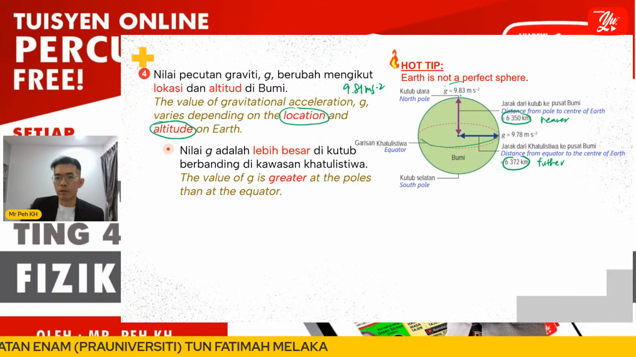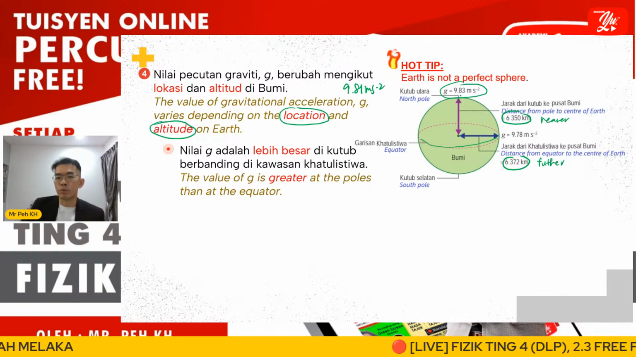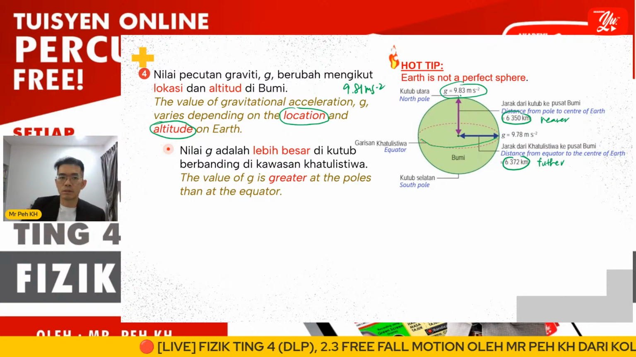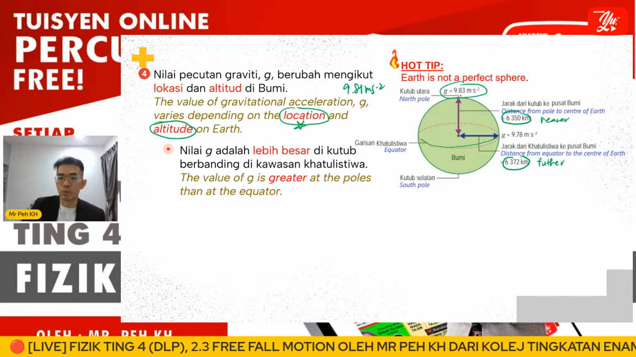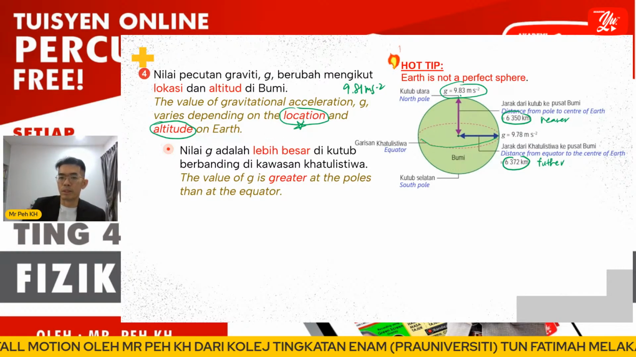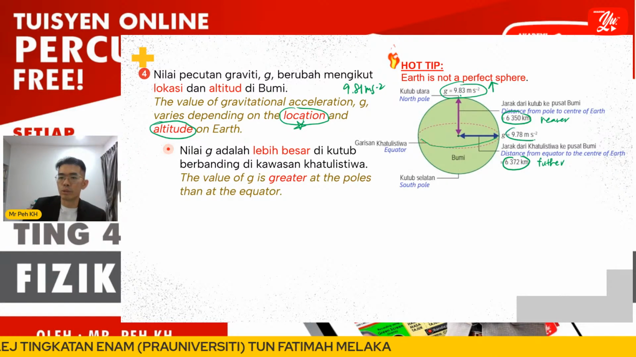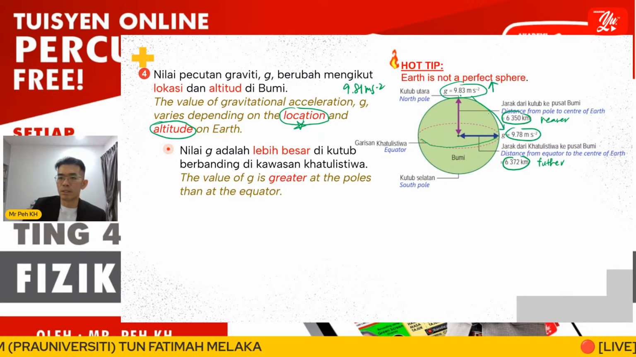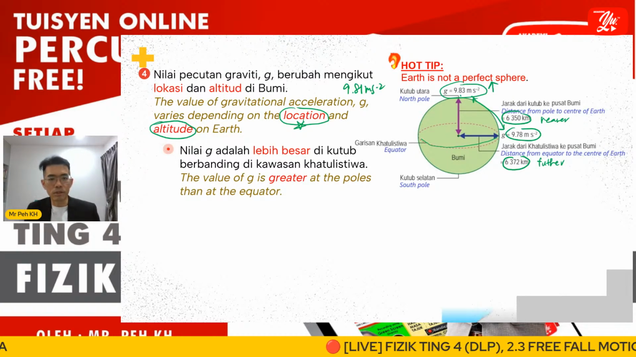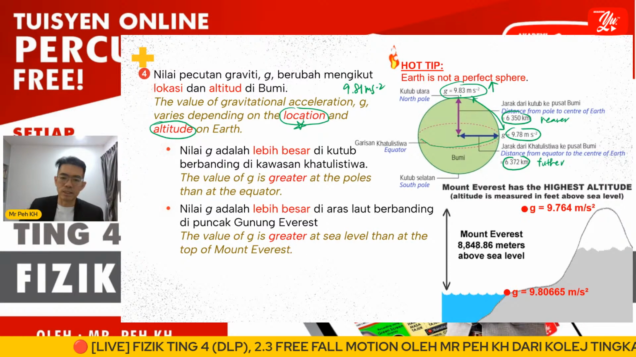So you can see the value of g is greater at the pole, which is nearer to the center. That means if the location is closer to the center of the Earth, the gravitational acceleration will be higher. But the two values do not show a significant difference. So this is the first. Then second, altitude. Here, the g is greater at sea level.